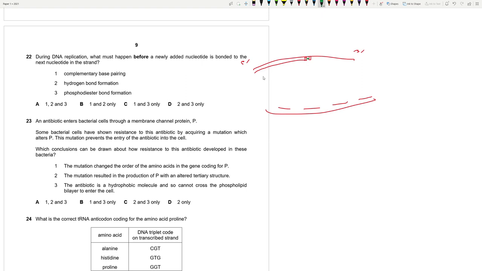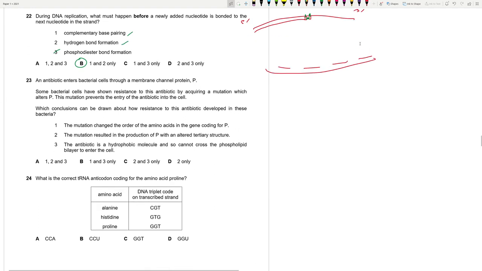Okay, sure. So we must form complementary base pairing, of course, right? With the template strand. So complementary base pairing requires hydrogen bond formation. 3 is wrong because phosphodiester bond formation is the bond between the two nucleotides, right? So 3 is in fact wrong.